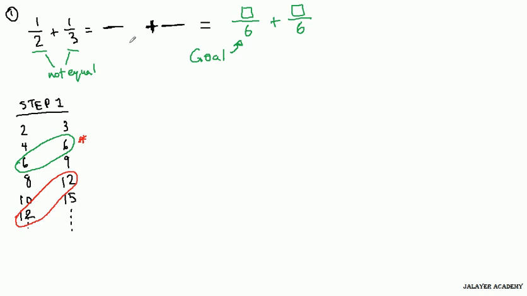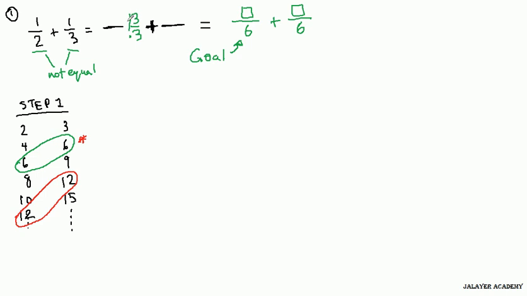Okay, so spend the time here and learn this, and it'll pay off dividends, trust me. Okay, so how do we get this 2 to become our goal of 6? Well, what do we need to multiply 2 by to get it to 6? 3, right? So whatever you do to the bottom, you have to also do to the top, okay?